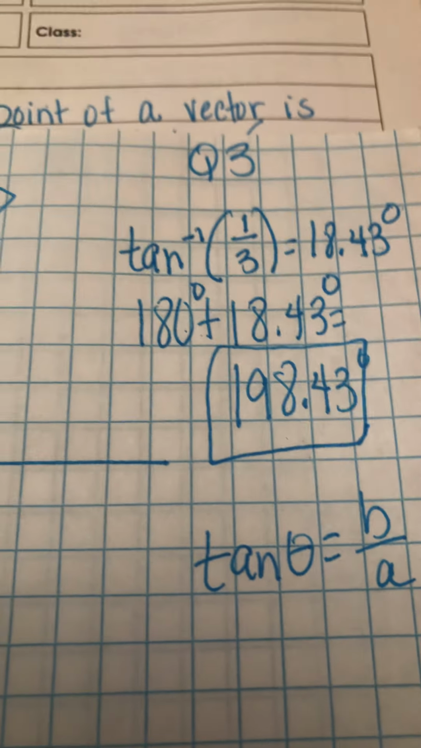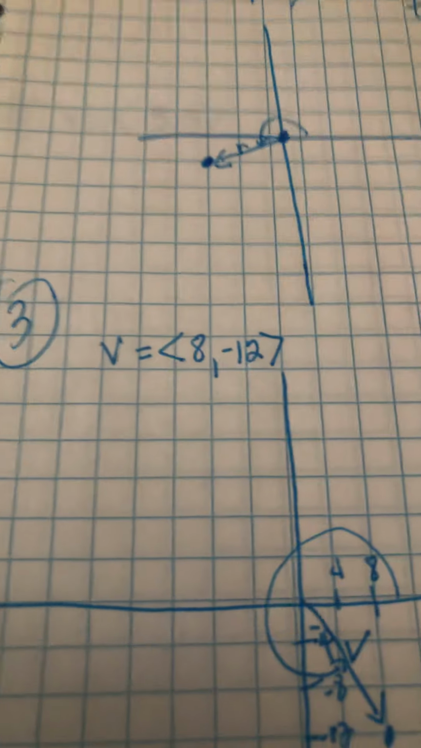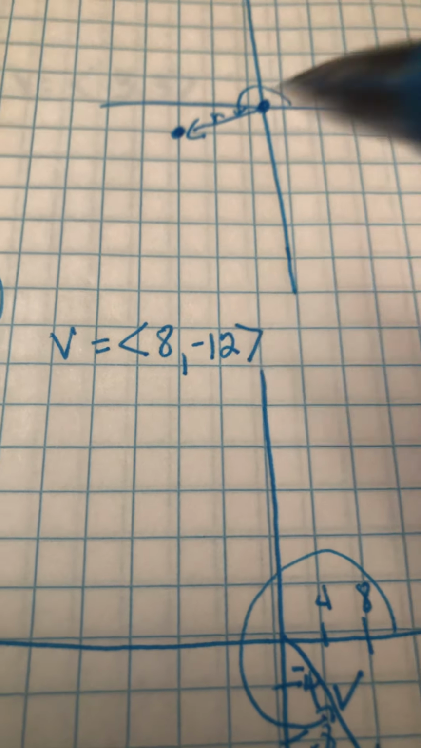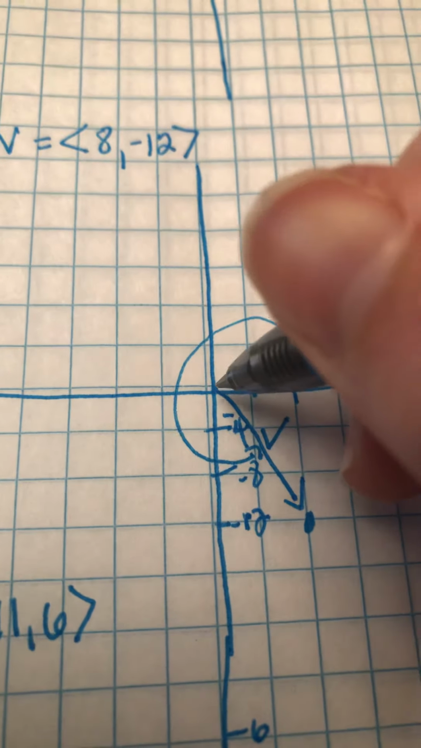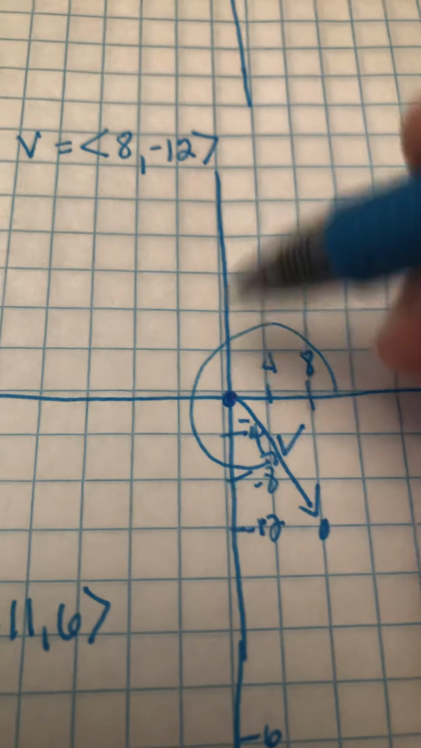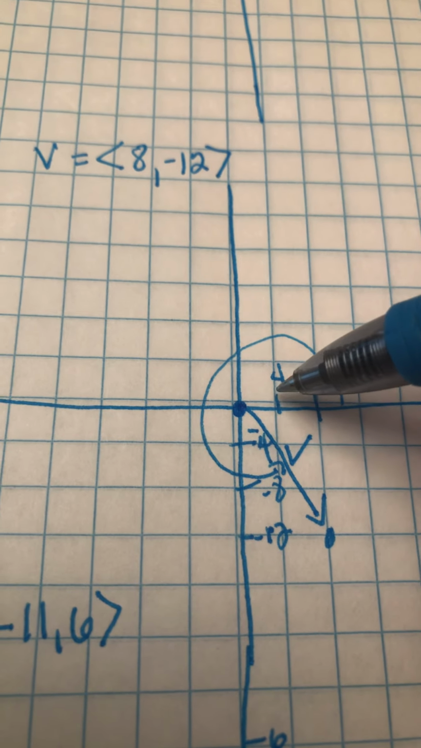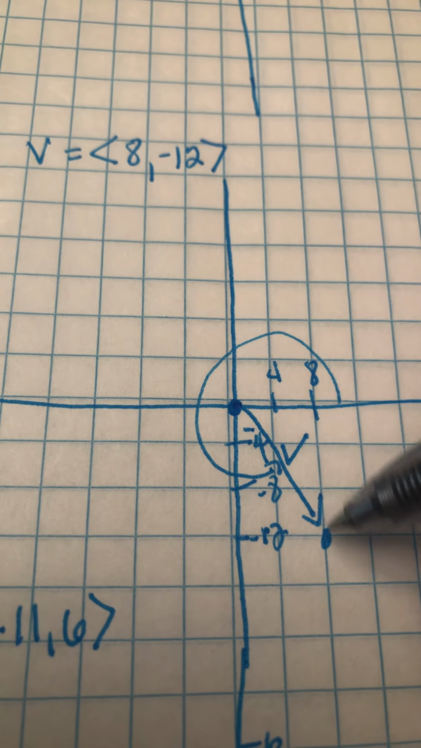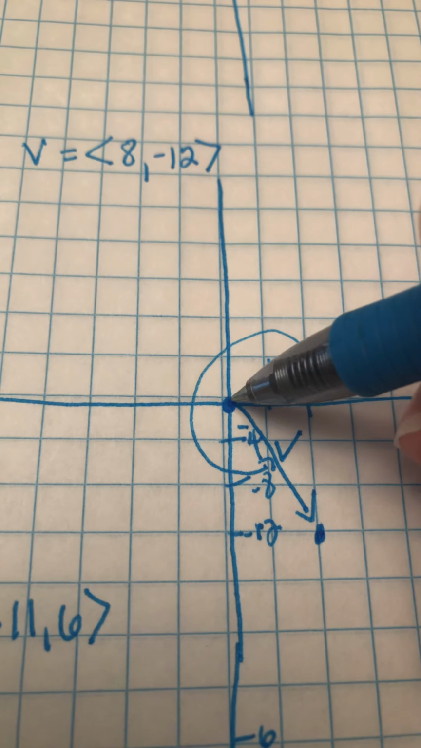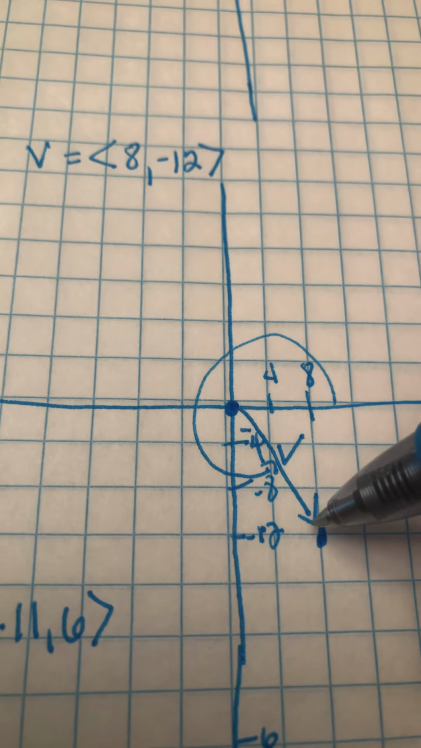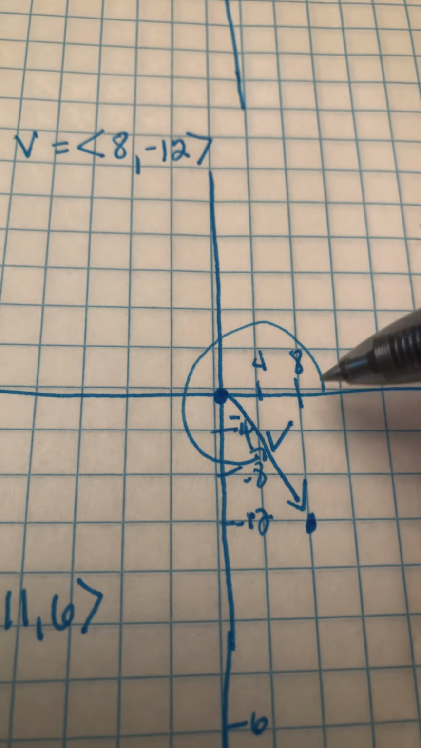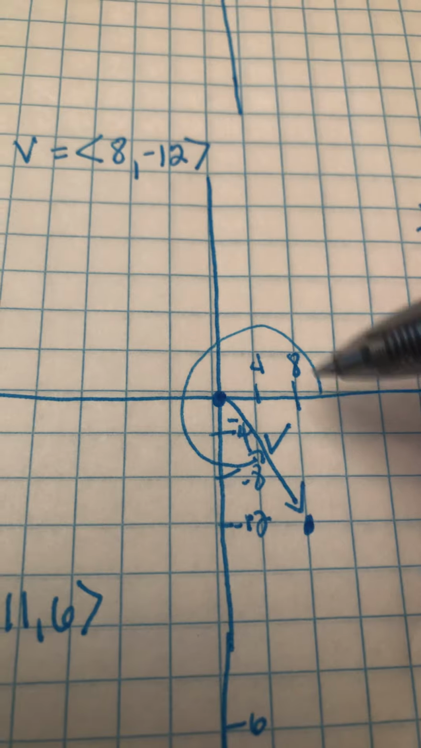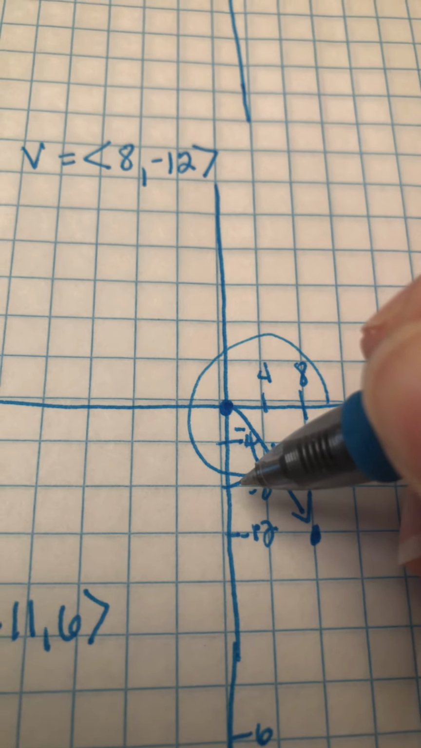That's number 2. Now, if you look at number 3, we have vector in component form 8 and -12. So, here is my initial side at the origin. I counted by 4s. So I have 4, 8, -4, -8, -12. So 8 and -12 is found right here. So I drew my vector from the initial to the terminal, okay? And then I drew my angle. You see that it's in the fourth quadrant, so we know that it's greater than 270 degrees.